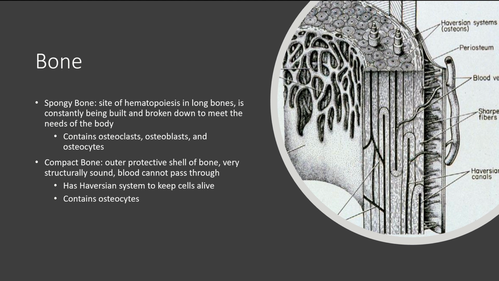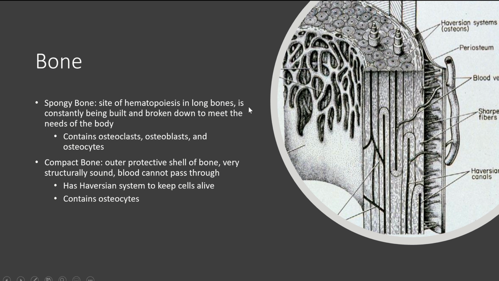Okay, so now we're going to cover bone. We went over cartilage, and in bone you mainly have two different types. The first one is spongy bone, and that's mainly in the middle of your bones. This is the site of hematopoiesis in long bones. This is where you have all of those precursors to your white blood cells, red blood cells, platelets, everything like that. That's where everything is being made, in the center of bone.